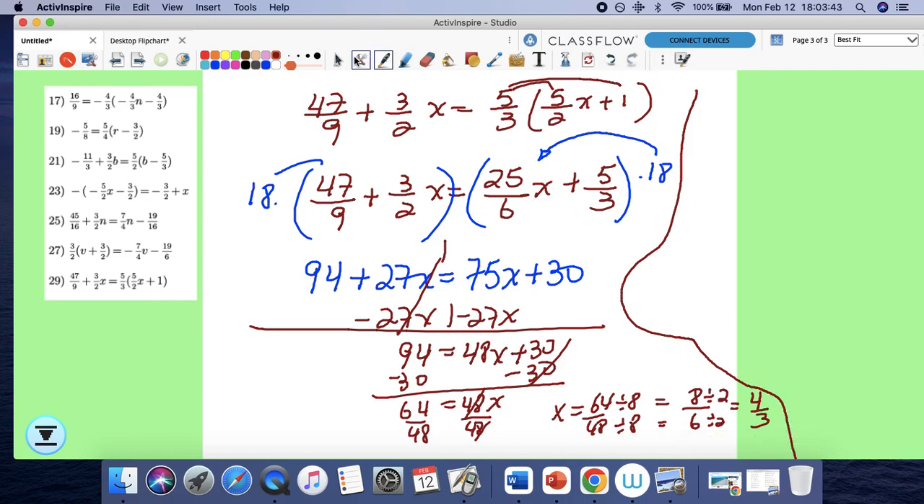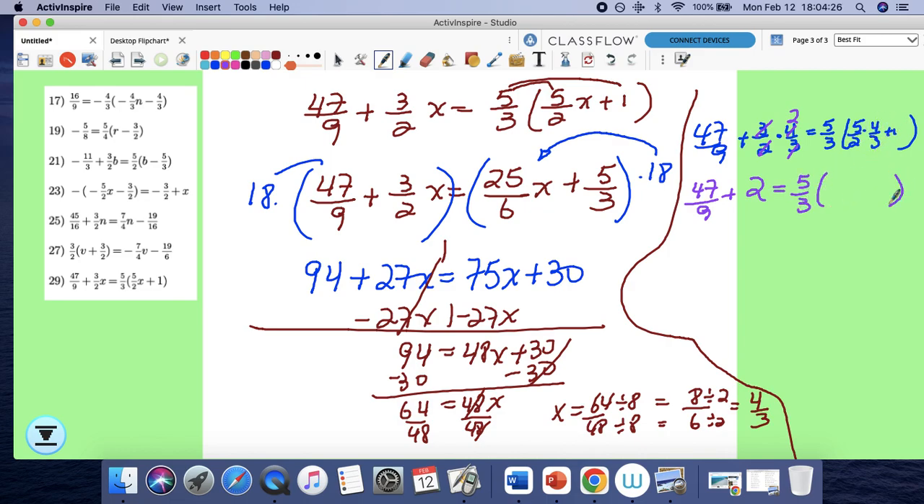Now we just got to do the check. 47 over 9 plus 3 over 2 x. Sorry, not x. 4 over 3 equals 5 over 3 times (5 over 2 times 4 over 3 plus 1). Well, 47 over 9 gets to hang out for a little bit. Let's multiply these two. This one simplifies to 1, and then this one just becomes 2. Over here, the 5 thirds hangs out a little bit.